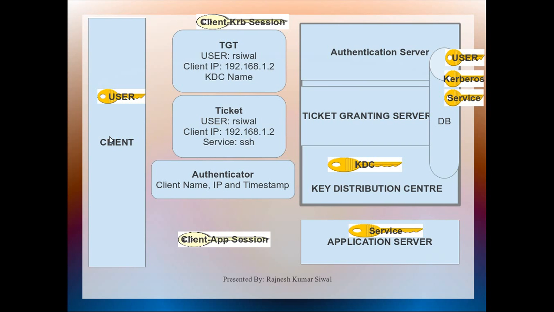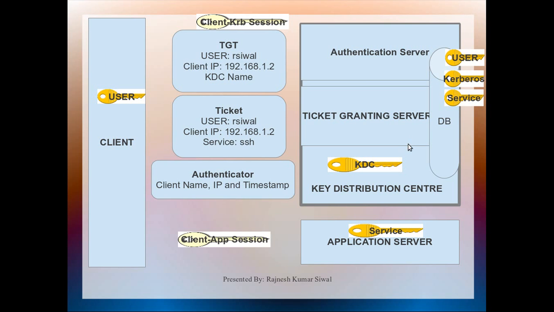Here is the diagram. Here is the client. Client has its key, the application server or the service has its own key, and the key distribution center has its own key. And all these keys are stored in the database in Kerberos. So the key distribution center has three parts. One is the authentication server, which is responsible for the initial authentication. Other is the ticket granting server, responsible for granting the tickets. And third part is the database, where it stores the principals.